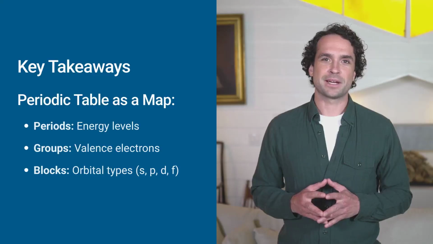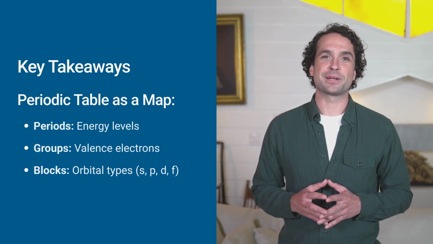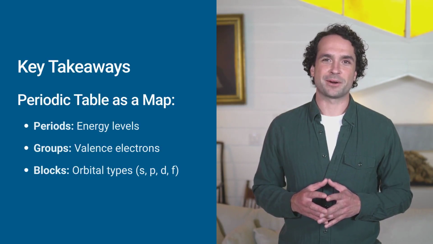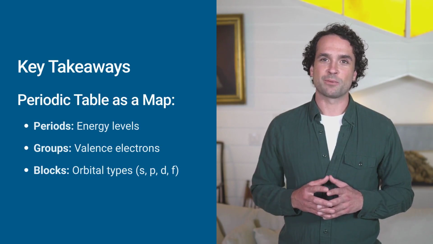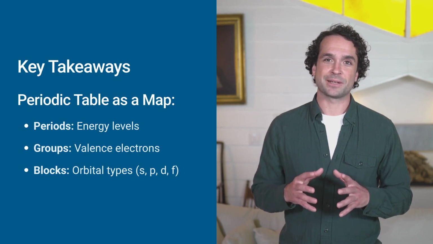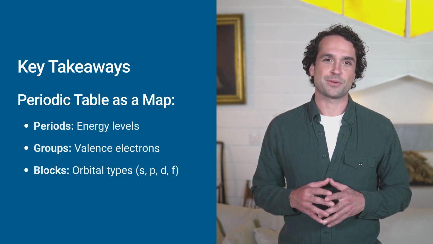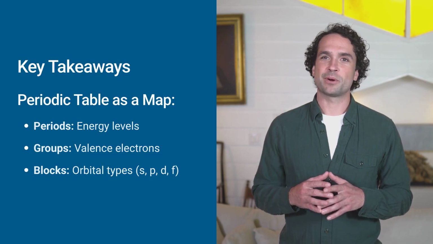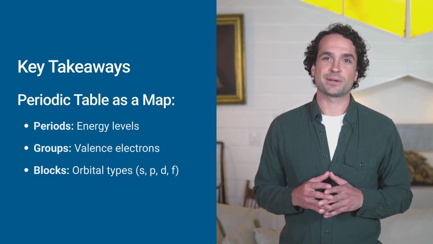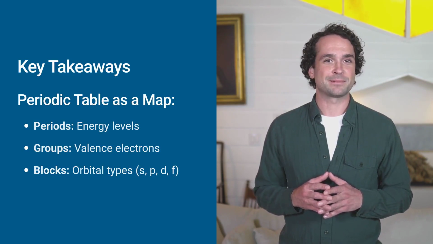In summary, the periodic table is much more than a chart. It's a sophisticated map of electron configurations. Periods tell us the principal energy level of valence electrons, groups reveal the number of valence electrons, and the blocks indicate which type of orbital is being filled. By understanding these connections, you gain a powerful predictive tool for an element's atomic structure and chemical behavior. Keep exploring, and you'll see how these fundamental principles underpin all of chemistry.